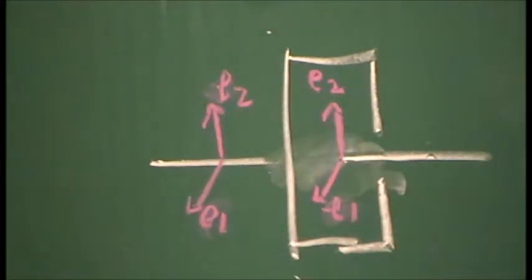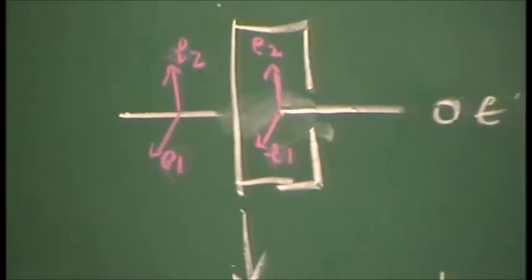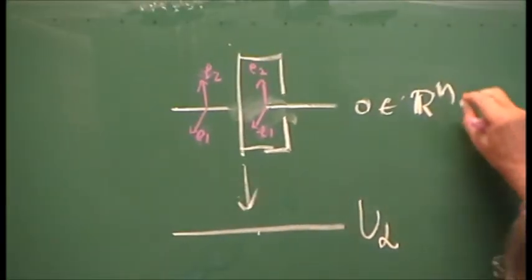Because it's a product. Why did you put zero in R^n there? What does that mean? Very good.